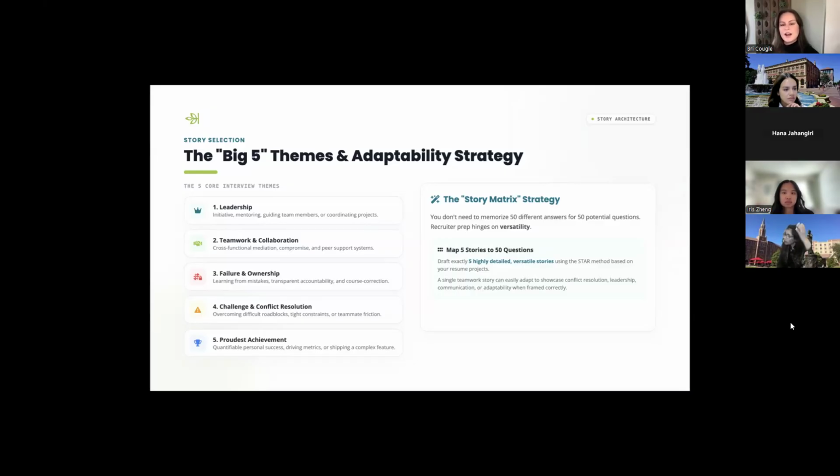And then here I also just call out the story matrix strategy. So I get this question a lot as well, where students are going to say, okay, so I have to prepare for every single possible question they could ever ask me in a behavioral setting. Like, how do I have to have all these different examples and be ready to think about them and talk through them? That's not the case. What I recommend is doing five really detailed examples. Just have them written down in STAR method, like in notes.